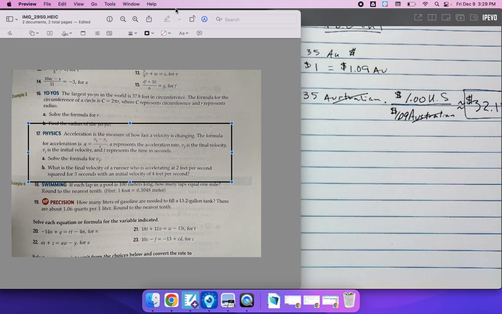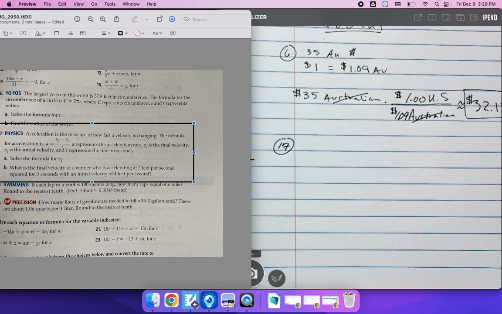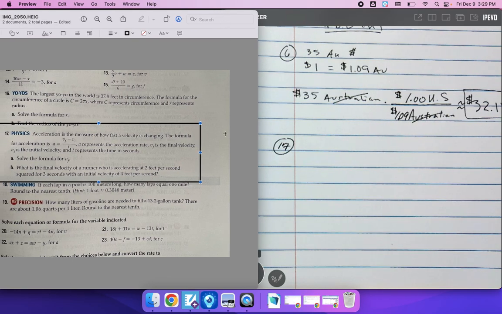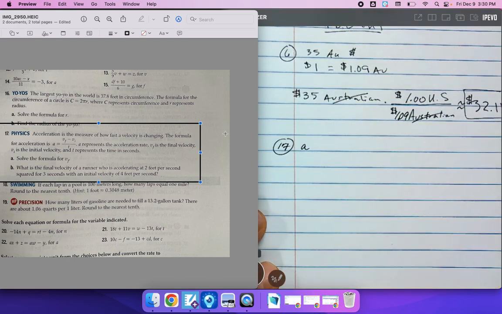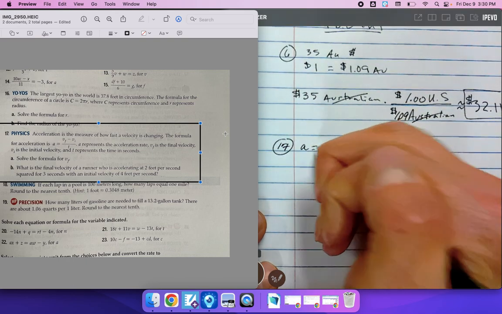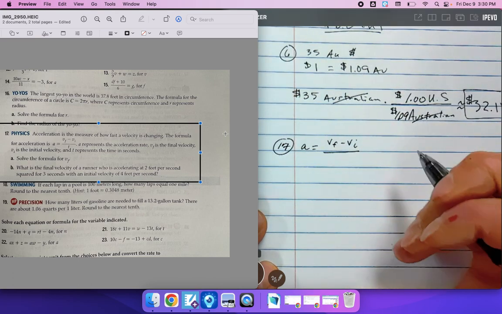Like it just looks freaky to so many people. So physics. The acceleration is the measurement of how fast a velocity is changing. The formula for acceleration is, now I'm not writing A as in part A of this two-part question. I'm just stripping the formula from the equation because usually that's a little bit more approachable.